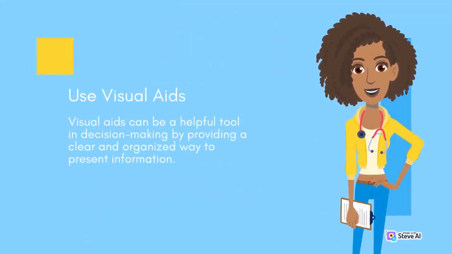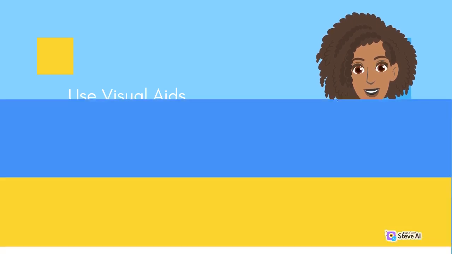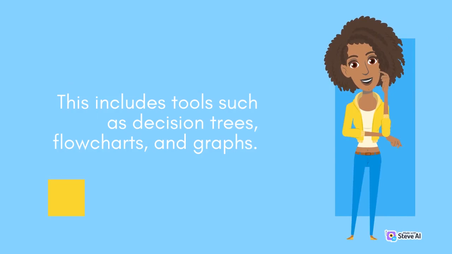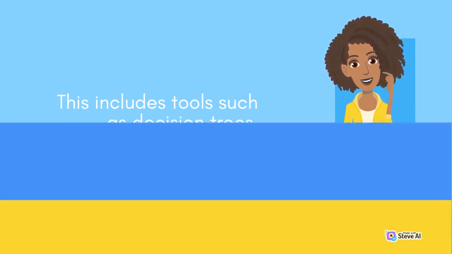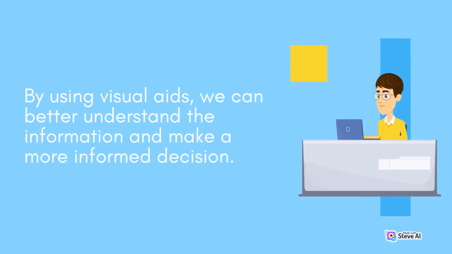Use visual aids. Visual aids can be a helpful tool in decision-making by providing a clear and organized way to present information. This includes tools such as decision trees, flowcharts, and graphs. By using visual aids, we can better understand the information and make a more informed decision.